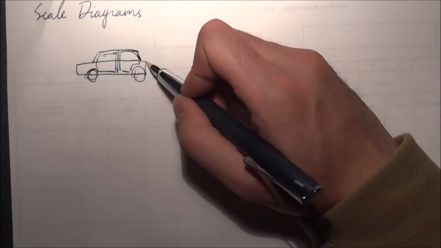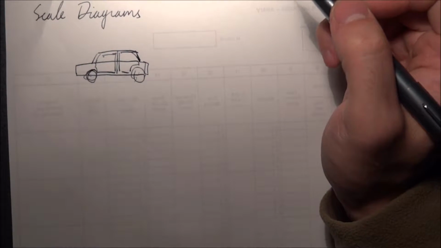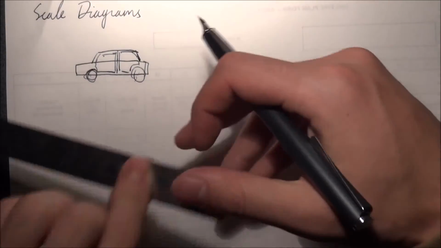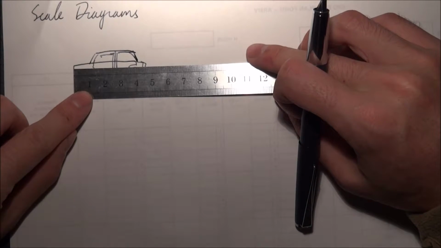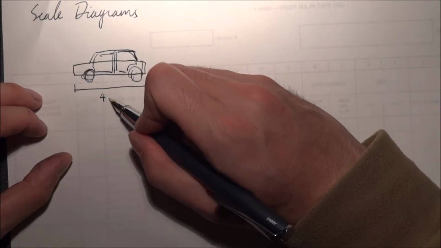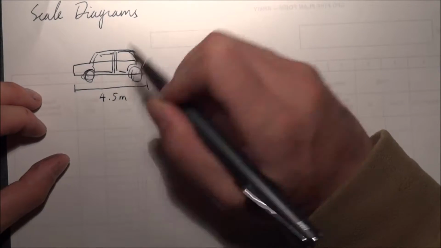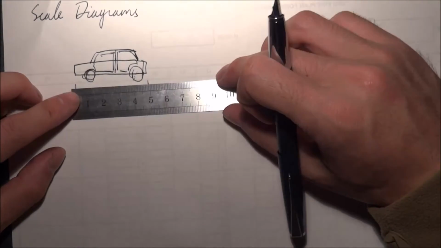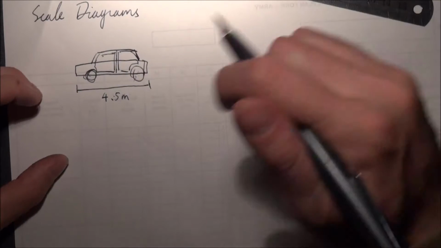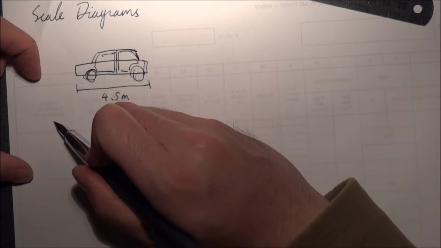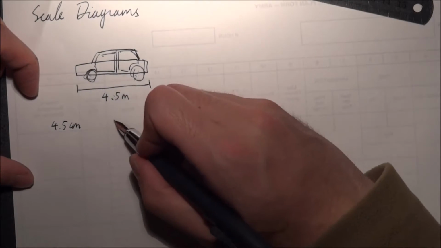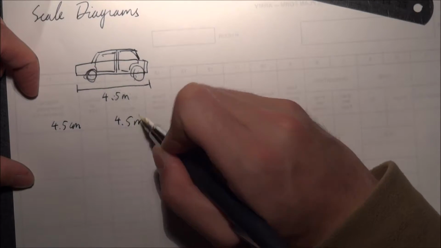Now have a look at our car. Cars, how big are they? They're usually between, say, 4 to 5 meters. Yeah? Let's make it easy. Let's say it's 4.5 meters. Yeah? But we measured in the diagram, it's only 4.5 centimeters long. But in real life, it's actually 4.5 meters long.